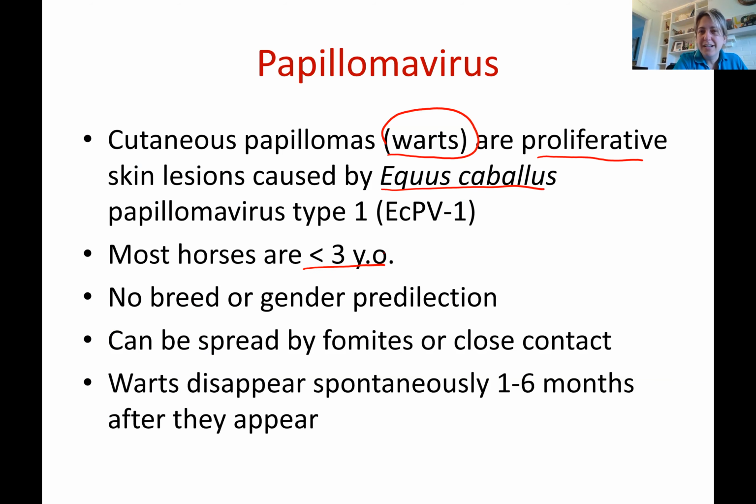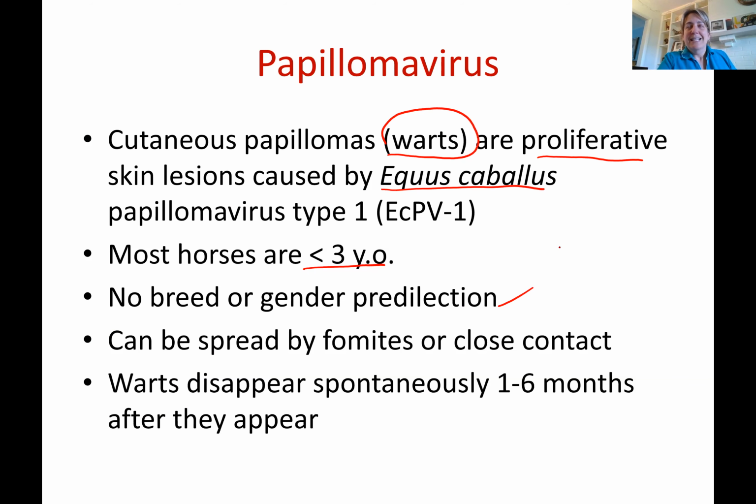Most horses are young. We already have been talking about why diseases may affect younger horses more than older horses, because of the level of stress. This is the time of their lives when they get pulled from the pasture or whatnot and start being trained. So that's why their immune system lowers down a little bit. Okay, there's no gender or breed predilection. It can be spread by fomites or close contact. The warts will spontaneously appear and spontaneously disappear after a few months.